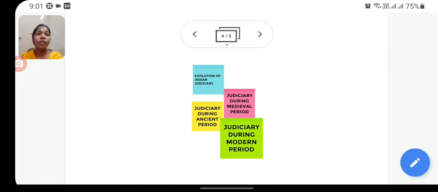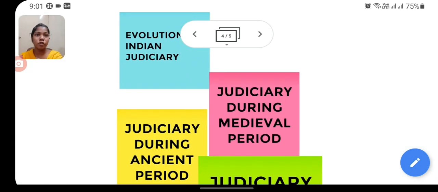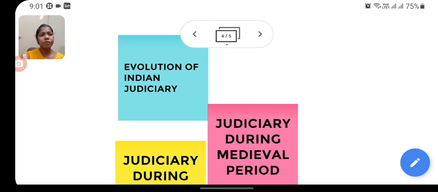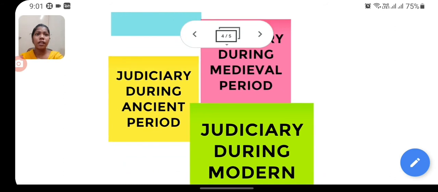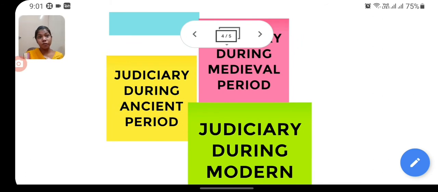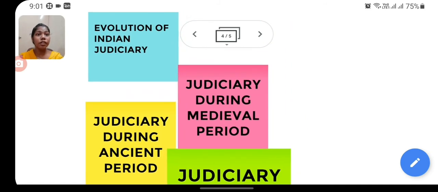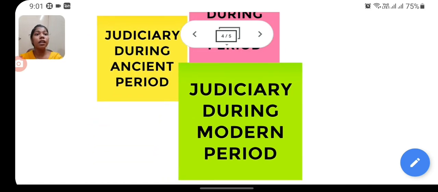So, evolution of Indian judiciary. We have three types. We are going to see how the judiciary was formed. First, judiciary during the ancient period, then judiciary during the medieval period, and third, judiciary during the modern period.